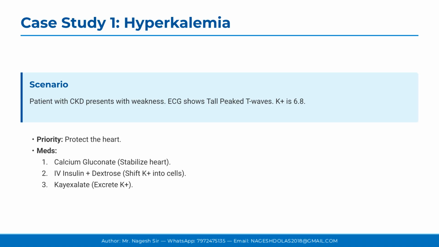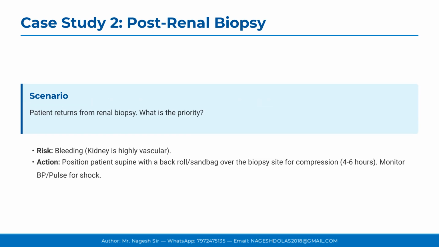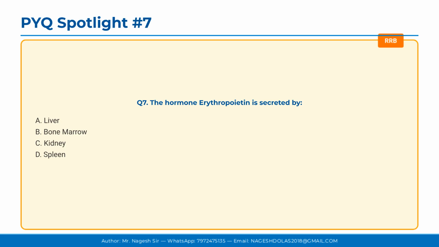In case study 1, a CKD patient with hyperkalemia, presenting with peaked T waves, requires priority management to stabilize the heart with calcium gluconate, shift potassium using insulin and dextrose, and excrete potassium with Kayexalate. In case study 2, following a renal biopsy, the priority is monitoring for bleeding. The action required is positioning the patient supine with a back roll over the biopsy site for compression and closely monitoring vital signs for shock.